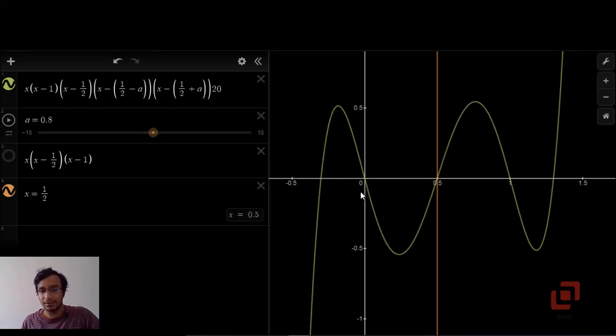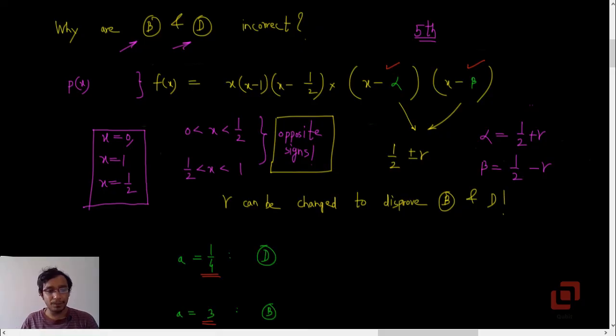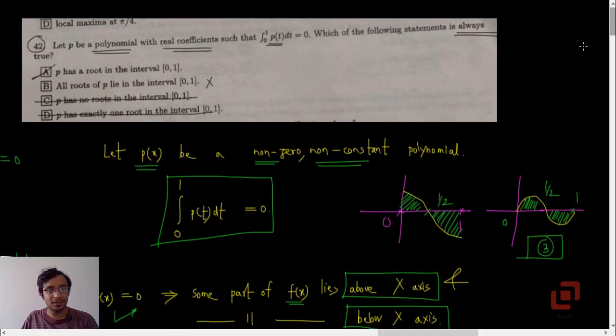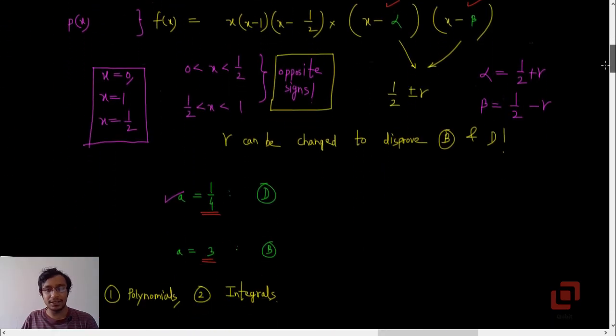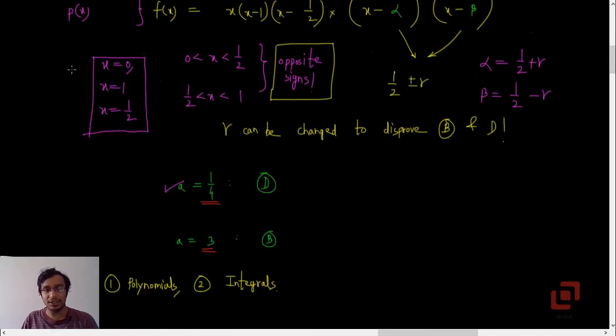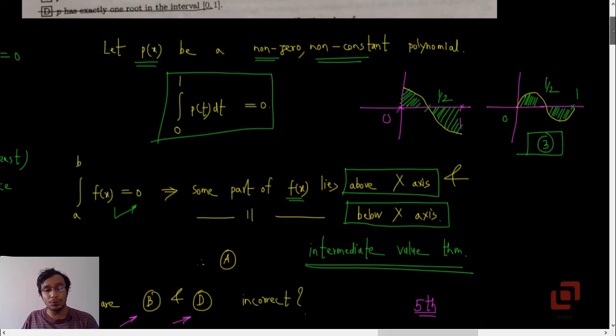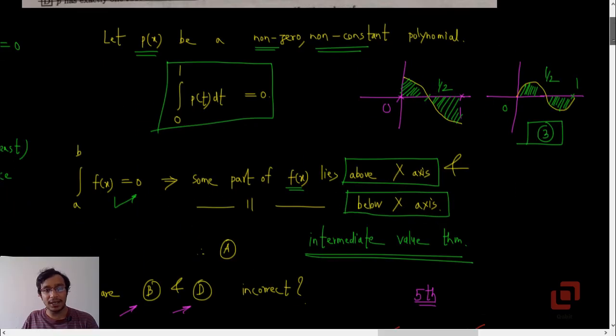You can have a function with integral 0 to 1 equal to 0. For example, here 0 to 0.5 is below the x-axis and 0.5 to 1 is above the x-axis. So the area is negative here and positive there, so the addition is 0. Which means if you pick one value of a, then D is discarded, that is, exactly one root in the interval. Well, even with the polynomial x into x minus 1 into x minus 2, D is discarded, because then you have 3 roots, 0, 1 and 1 upon 2. And to discard B, all its roots lie in the interval 0 to 1.